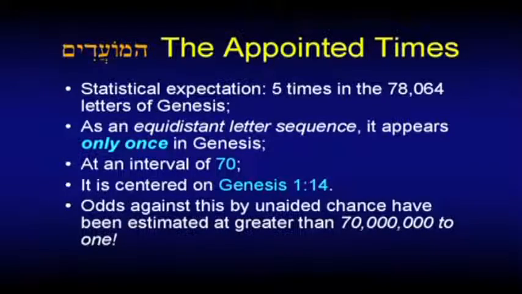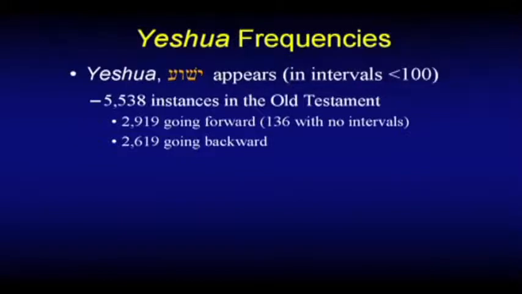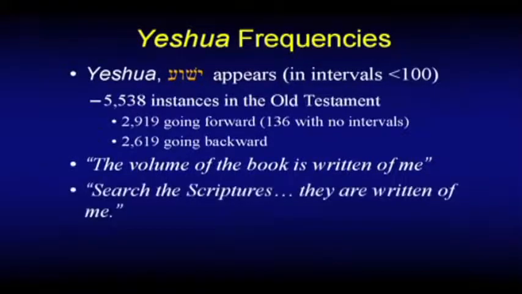Well, we also have Yeshua codes. If Yeshua is who we think it is, Yaakov Ramsdell published books, Yeshua and Yeshua, Jesus is my name. Yeshua appears at intervals of less than 100, over 5,500 instances in the Old Testament, 2,900 going forward and 2,600 going backward. The volume of the book is written of me, Jesus says in Psalm 40, verse 8. Search the scriptures, they are written of me. Boy, we didn't know the half of it.